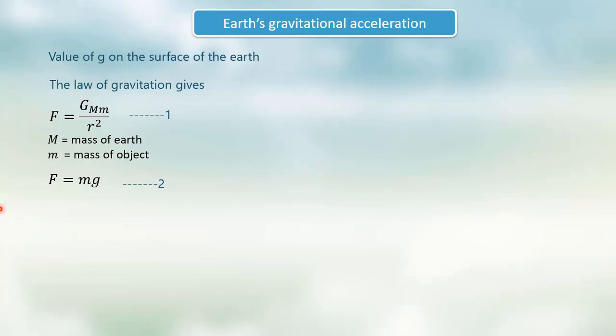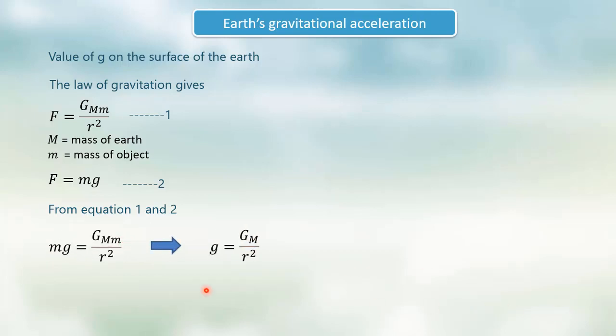Now here, from equation 1 and 2, the left hand side is the same, so the right hand side is also the same. So we can write mg is equal to capital G capital M into small m upon r square. Now here small m will be cancelled and you will get the equation small g equal to capital G capital M upon r square. This is equation number 3.